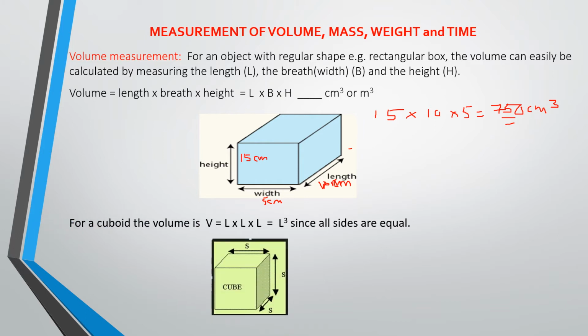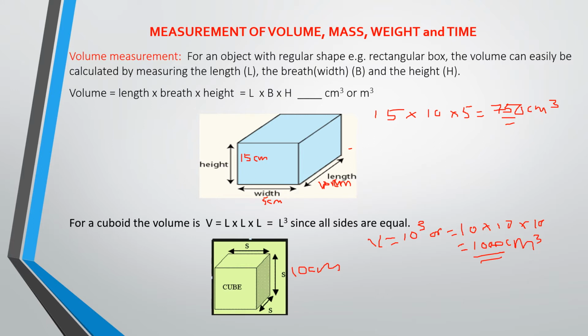Assuming you have a cuboid or a cube, you know that in a cube the sides are equal. So if one side is known, you can use it to get the total volume of the cube. If one side of this cube is 10 centimeters, the volume will be 10 raised to power 3, which is 10 times 10 times 10, giving you 1000 centimeters cubed. So this is how to find the volume of a regular shape. A cube or a rectangular box is a regular shape.